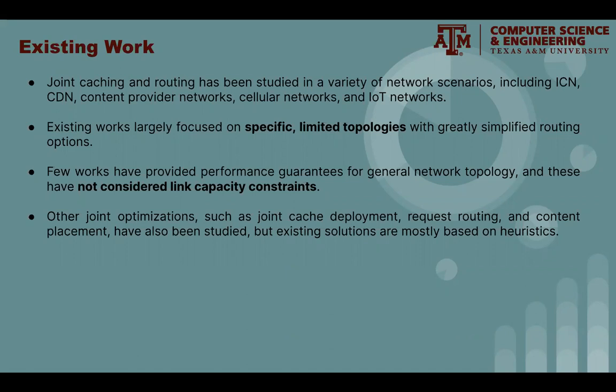Among the works which consider the general network topology, only a few provided performance guarantees. However, they did not consider link capacity constraints, which again greatly simplifies the routing problem as it is enough to route each request to the nearest replica of the requested content. Besides caching and routing, other joint optimizations such as joint cache deployment, request routing, and content placement have been studied. But due to the high complexity of these problems, existing solutions are mostly based on heuristics.